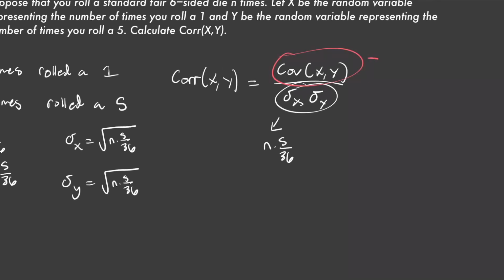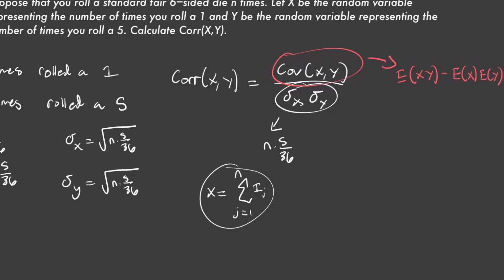It's basically just going to be, well, we know that we can express this as the expected value of x times y minus the expected value of x times the expected value of y. That's from QP 147. Now again, x was the sum of these indicators right here, so the expected value of x should be very easy to calculate. The expected value of an indicator is just the probability that it's equal to 1.